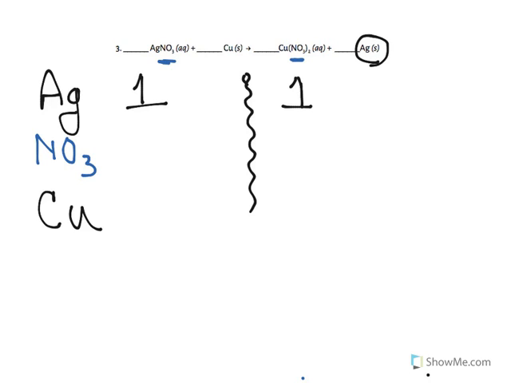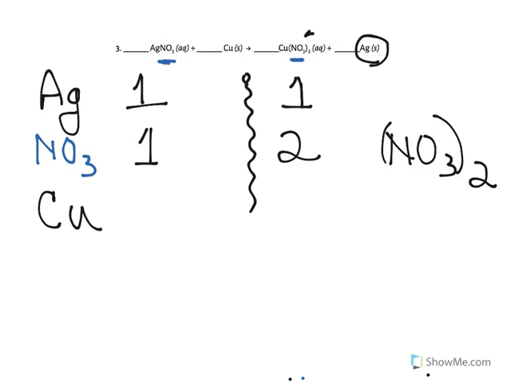Nitrate groups. Okay, on the left-hand side, there's 1 nitrate group. Remember, nitrate is NO3. On the right-hand side, there are 2 nitrate groups, because it's written NO3 and then in parentheses 2. That means that there are 2 nitrate groups. And then on the left-hand side we have 1 copper, and on the right-hand side there is 1 copper. Right? It's Cu(NO3)2, but this 2 only applies to what's inside the parenthesis.